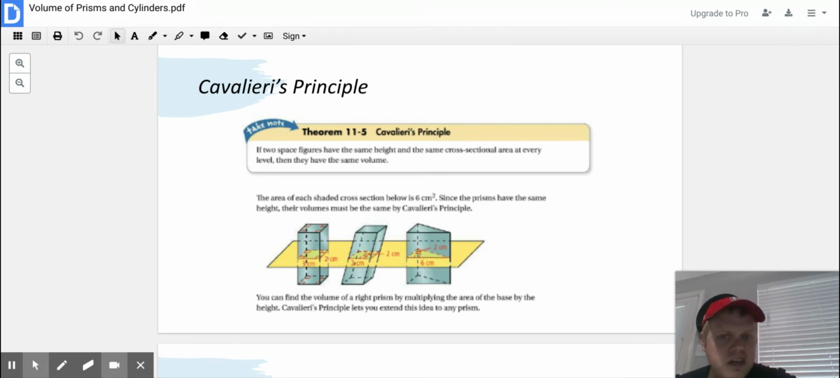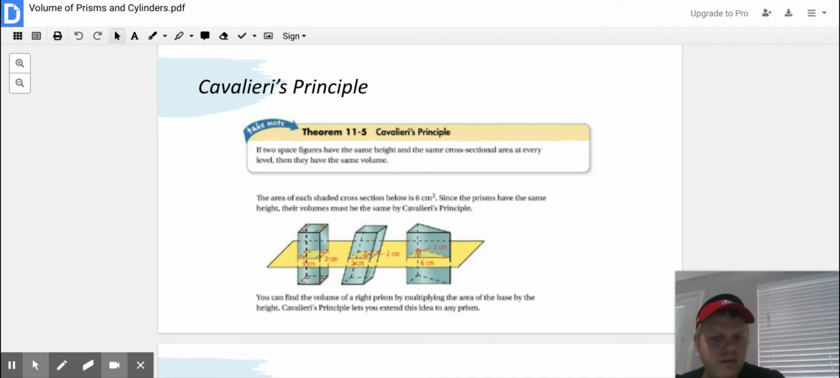The area of each shaded cross section: the cross section is what you see if I were to cut it in half, open it up, and see what shape is on the inside. As long as they have the same shape on the inside, if they're both squares, then they're going to have the same volume. That's what Cavalieri's principle is talking about. Since the prisms have the same height, their volumes must be the same by Cavalieri's principle.